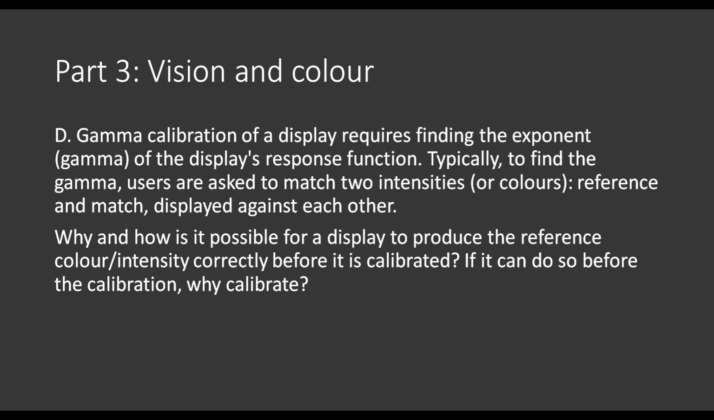Question D. Gamma calibration of a display requires finding the exponent of the display's response function. We call it gamma. Typically, to find the gamma, users are asked to match 2 intensities or colors, reference and match, which are displayed against each other. Why and how is it possible for a display to produce the reference color or intensity correctly before it's calibrated? If it can do so before the calibration, why calibrate?